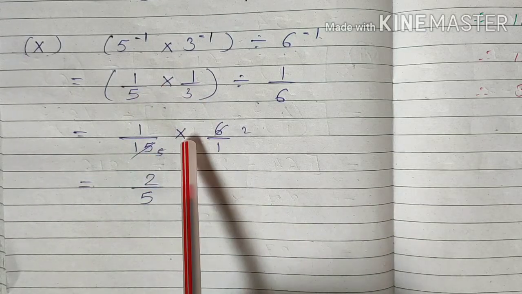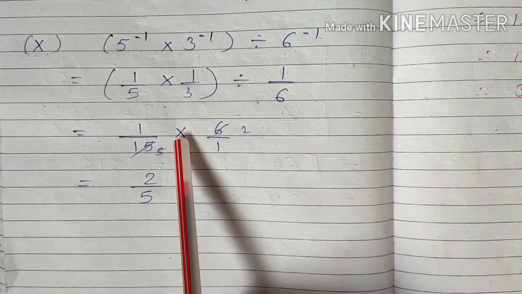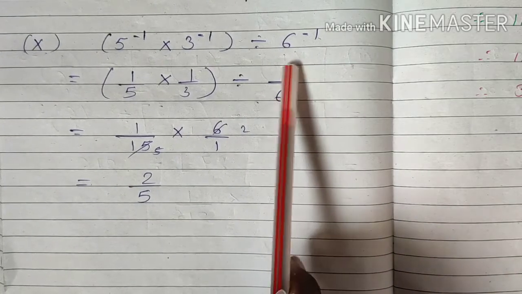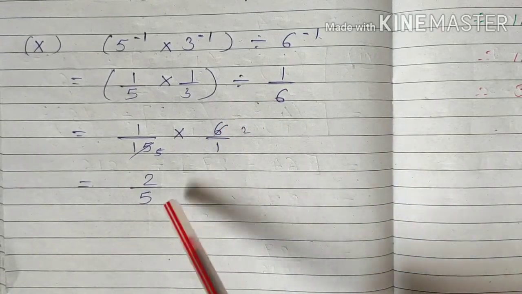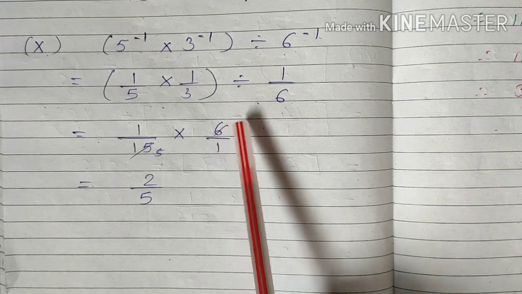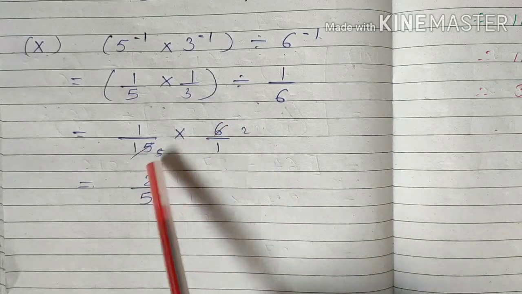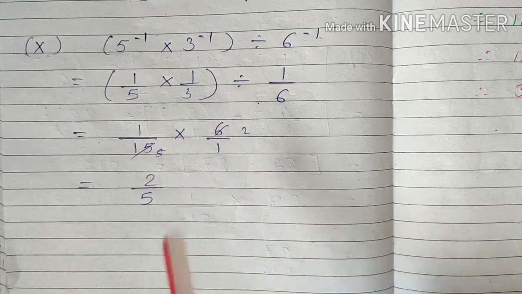5 3s are 15. And division is converted into multiplication by taking a reciprocal of 1 by 6, which is 6 by 1. Okay. So 2, 3 2s are 6, 3 5s are 15. So it is 2 by 5. Final answer. Okay.